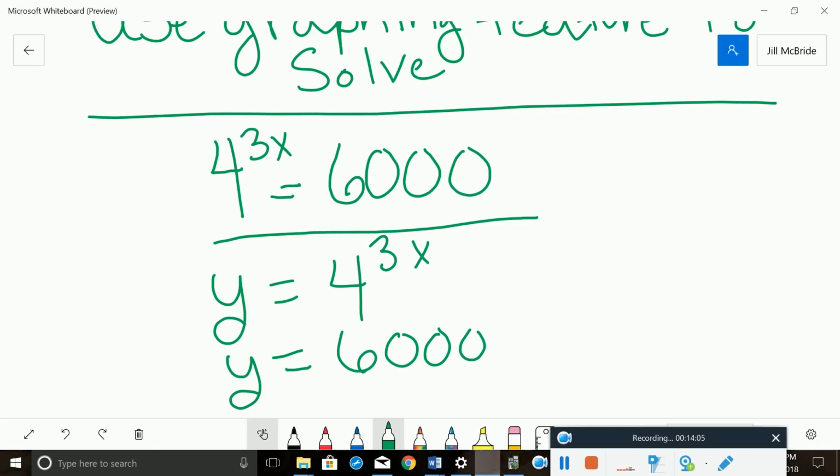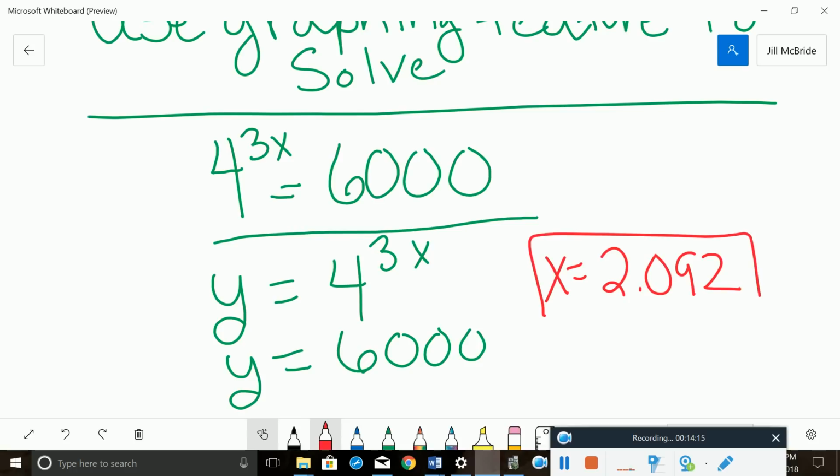So if I go back here, that tells me that x is 2.092. Again, if you want to go back to your graphing calculator and check your solutions and do 4 to the power of 3 times 2.092, you should get very close to 6,000, although it won't be completely accurate.